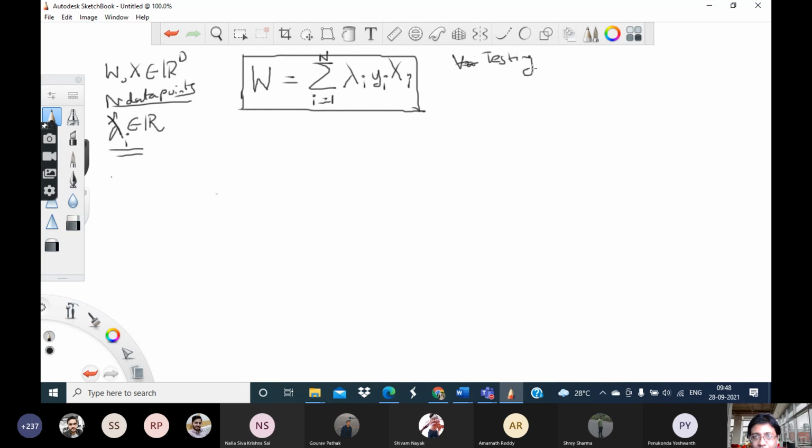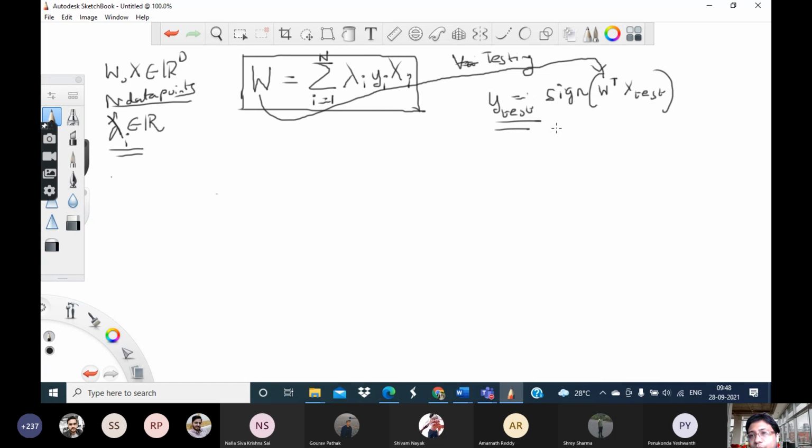A new data point comes, x test. What do I do? I simply predict y test is equal to, as you said, sign of w transpose x test. What is this w? This w is nothing but what you got from here, so that you get y test.